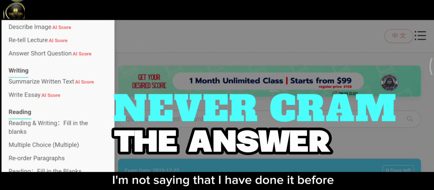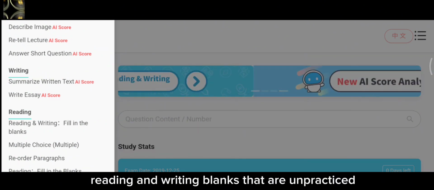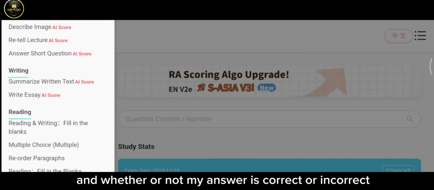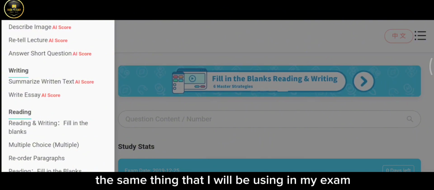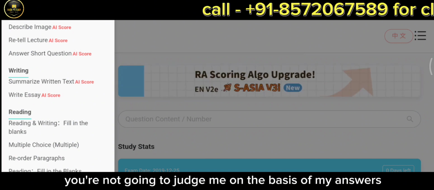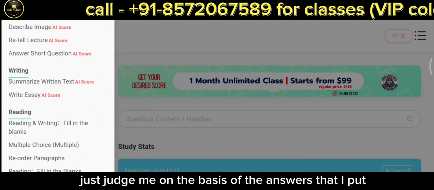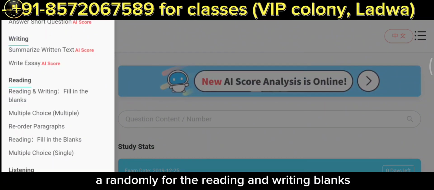I'm not saying that I have done it before, but I'll be practicing those reading and writing blanks that are unpracticed. Whether my answer is correct or incorrect, I'll try to do the same thing that I will be using in my exam, because nobody is perfect. So make sure that you're not going to judge me on the basis of my answers. Just judge me on the basis of the answers that I put and why did I put them, right? So just go on to the question randomly for the reading and writing blanks.